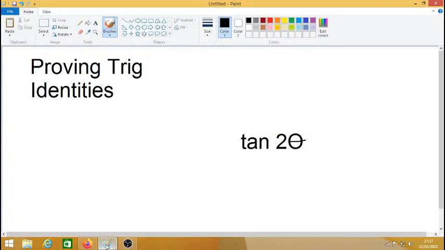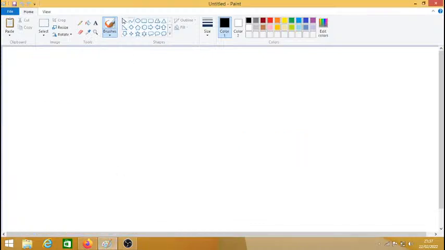Live lesson in A-level maths, year 2 pure maths, following the Edexcel Pearson syllabus. Today's lesson is looking at proving trig identities. This time we're looking at one where we're going to need to know the tan 2 theta identity. Let's do a quick recap of the double angle identities.